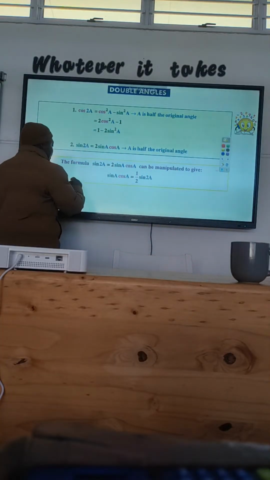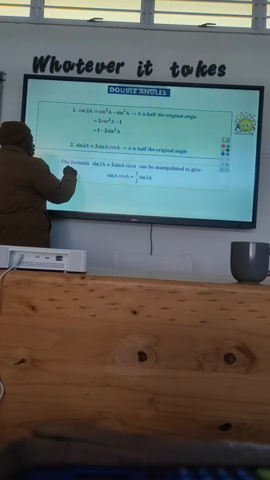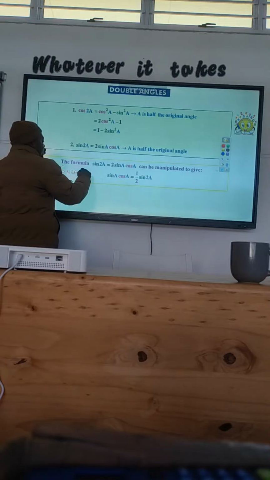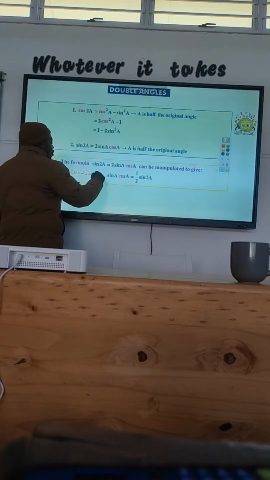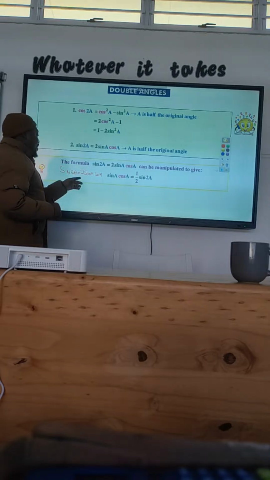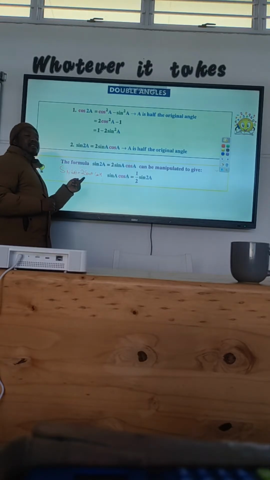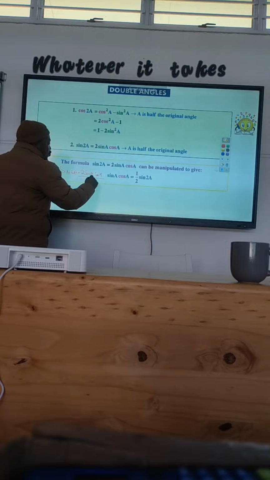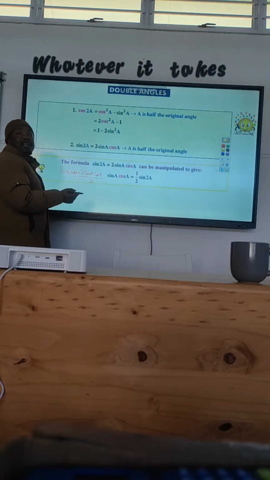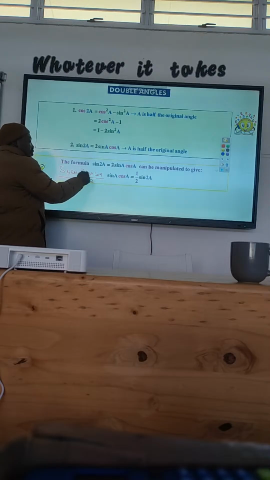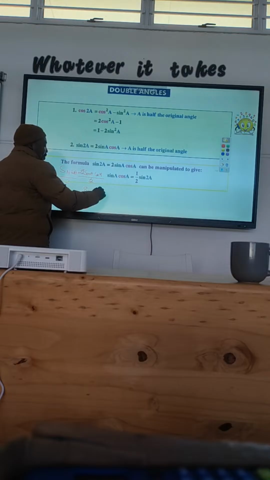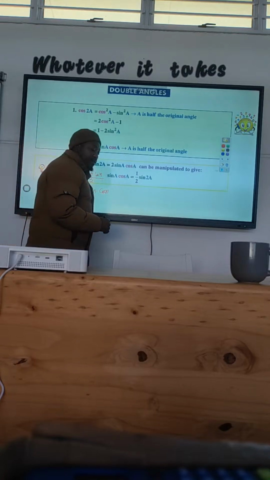So they had your sine 2a being equal to 2 sine a cos a. But they want to find out what is sine a cos a. So they divided by 2. And whatever you do on the right hand side, you do on the left hand side. So we divide this by 2. So this will divide this. Then now we are left with sine a cos a.